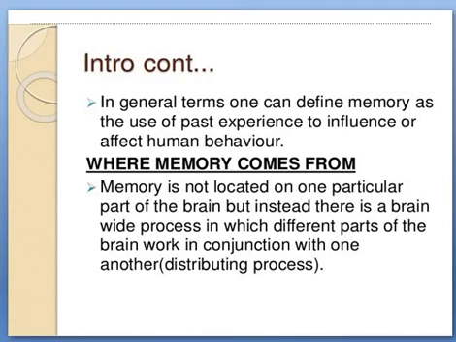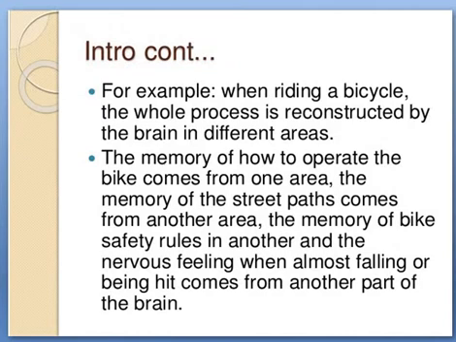Where does memory come from? Memory is not located in one particular part of the brain, but instead there is a brain-wide process in which different parts of the brain work in conjunction with one another. It's a distributed process. Now here is one example. When riding a bicycle, the whole process is reconstructed by the brain in different areas. The memory of how to operate the bike comes from one area. Memory of the street paths comes from another area. Memory of bike safety rules in another. And the nervous feeling when almost falling and being hit comes from another part of the brain. So this is the example.